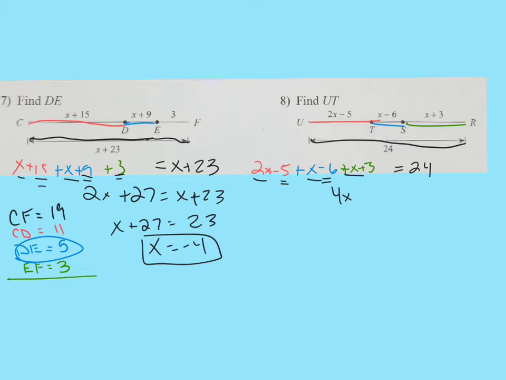Minus 5 and minus 6 is minus 11, plus 3 is minus 8 equals 24. I subtract 8 from both sides, or add 8 to both sides, I get 4x equals 32. So x equals 8. That's my answer. Now I plug it in.